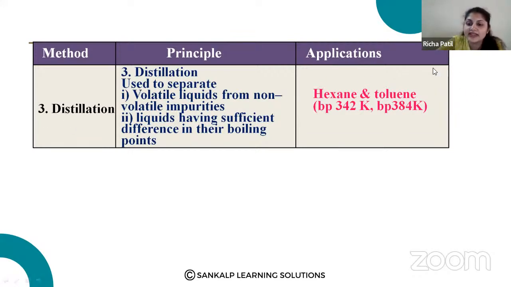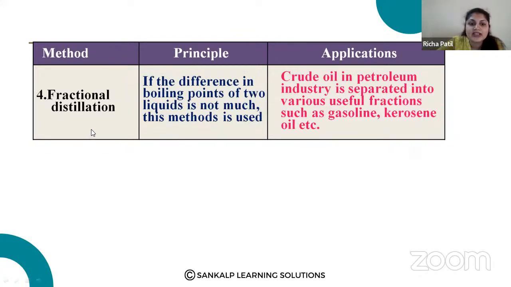If you have a mixture of hexane and toluene, you can see the boiling point of one is 342 Kelvin, another is 384 Kelvin. So first your hexane will come out and then your toluene will come out, okay, after the distillation process. Next, fractional distillation.